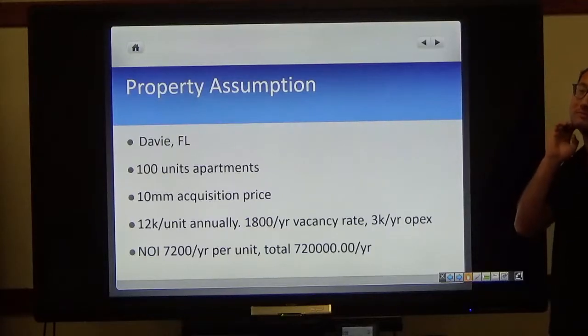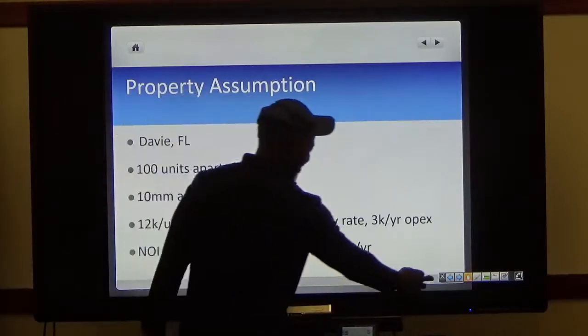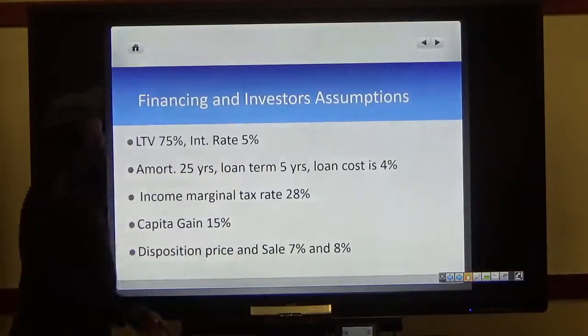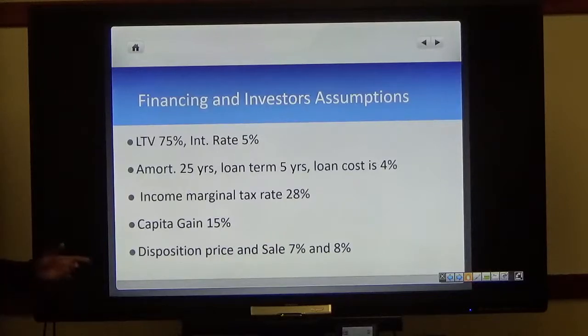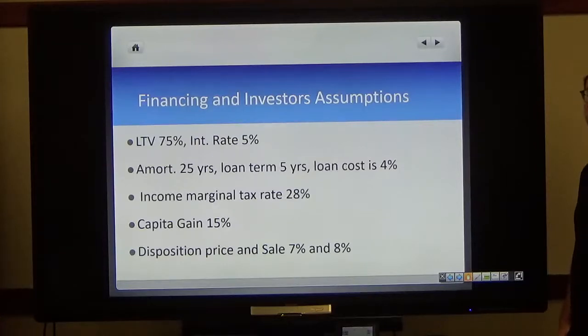Okay, next slide. Yep, next slide. Okay, 75% was $7.5 million going with an interest rate of 5%. The long term, 5 years, amortization 25 years, interest rate 4%. So our investors' marginal tax rate for this project is 28%. So once again, this looks very similar to one of the other presentations this morning, even the same mistake of leaving off the L on the capital gain.